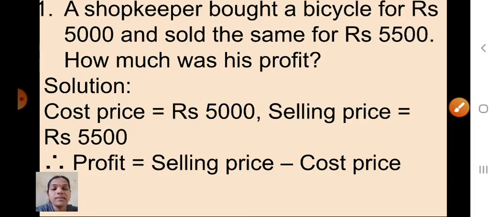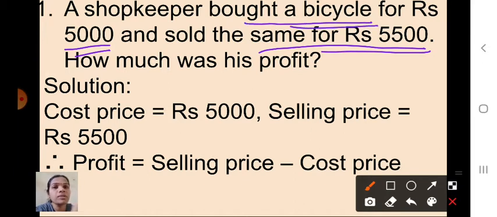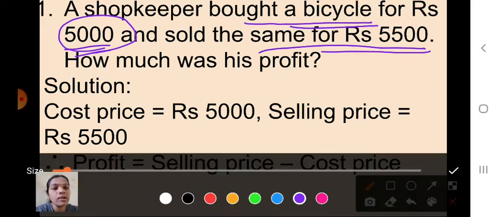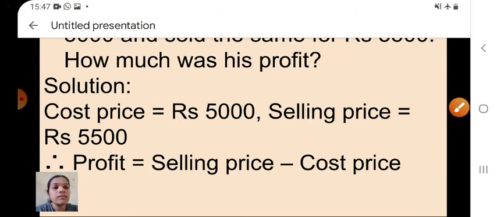So children, see here, some word problems. Here I am going to solve now. Just see and listen here. A shopkeeper bought a bicycle for rupees 5000 and sold the same for rupees 5500. Children, how much was his profit? So we have to find. Here the shopkeeper bought a bicycle for rupees 5000. So here 5000 is what? 5000 is the cost price. And he sold the same for 5500 rupees.